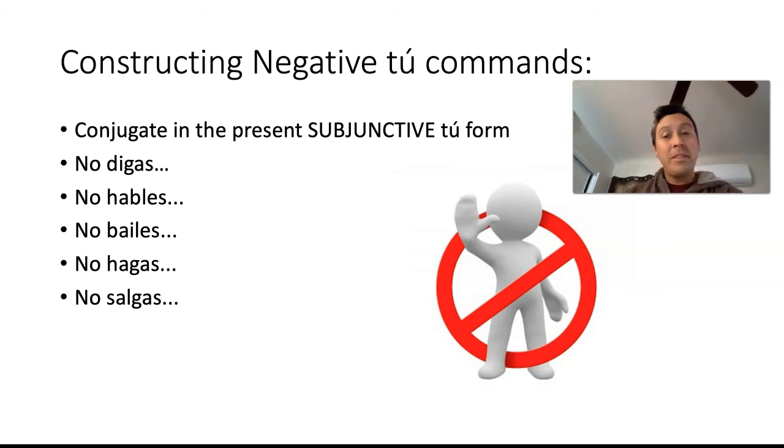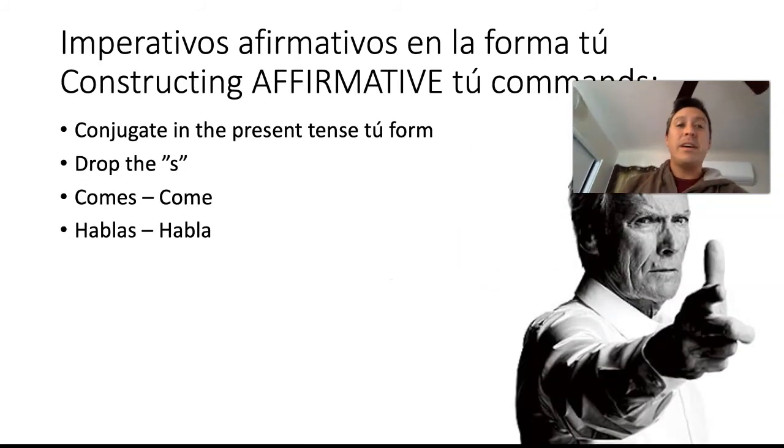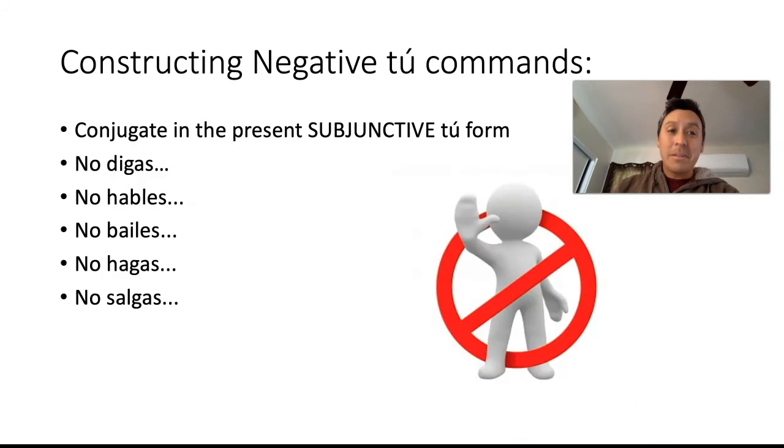So if it's an affirmative command, and it's an irregular, use one of these, or you just do the regular present tense and drop the s. That's affirmative commands, meaning a positive command. Yes, I want you to eat. Eat. Yes, I want you to dance. Dance. Yes, I want you to run. Run. But if it's a negative command, you use the subjunctive.